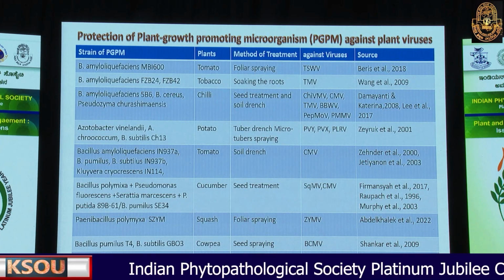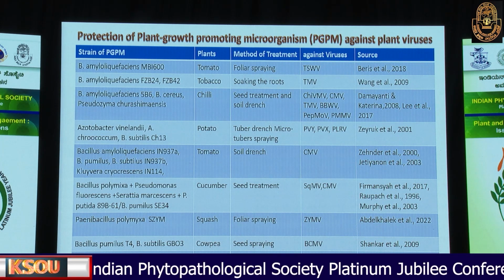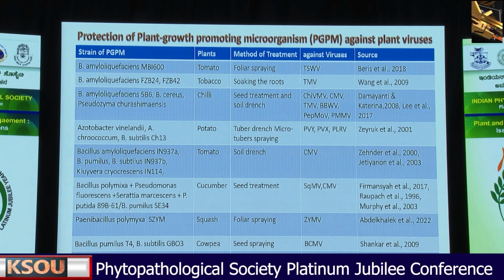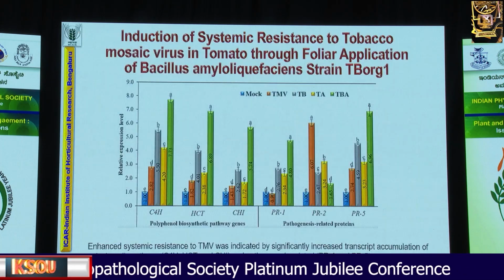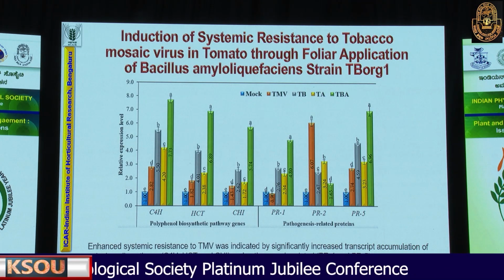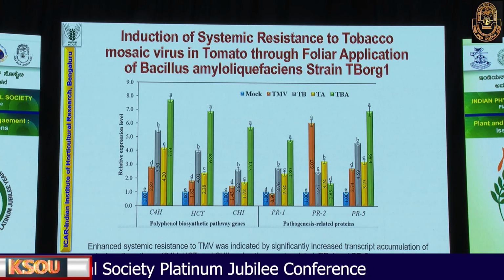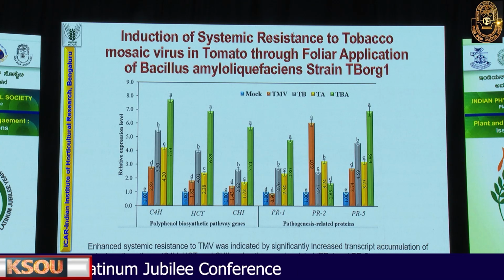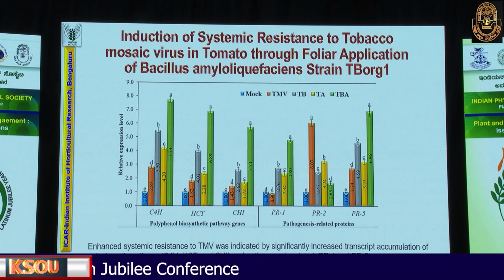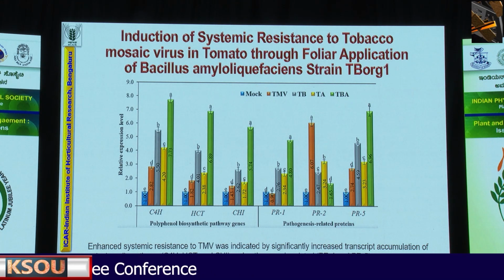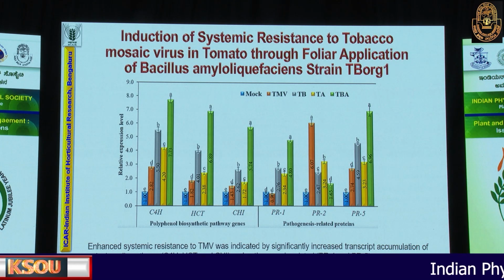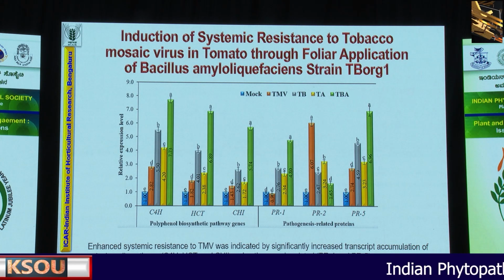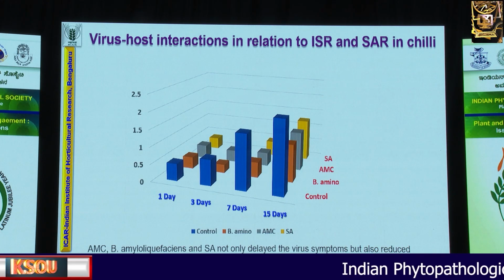These are a few examples I am quoting, showing that there are several reports already published in vegetable crops. In a recent publication, Bacillus was shown to affect tobacco mosaic virus in tomato, wherein three genes of the polyphenol biosynthetic pathway and three genes of PR proteins are upregulated in treated plants compared to the control, and there is significant defense regulation which reduces the virus.